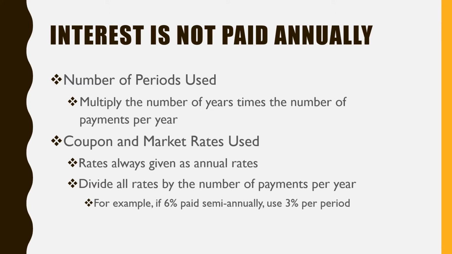But if you have a 6% annual rate, for example, it doesn't mean you're paying 6% every 6 months. It means you pay 6% a year. So what we have to do is divide all of our rates, both the coupon and the market, by the number of payments per year. So if you have that 6% bond paid semi-annually, you divide that by 2, since you get 2 payments per year. So that would be 3% per period is how you would compute the interest that you need to pay.